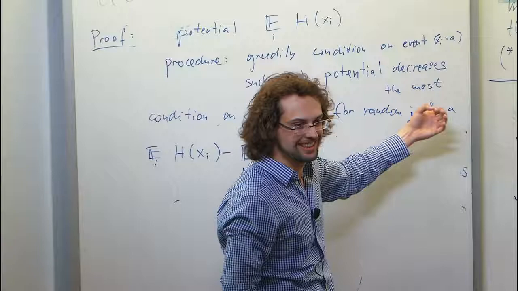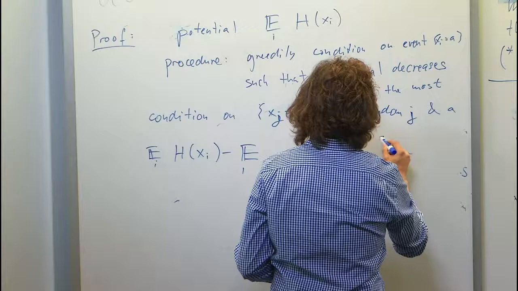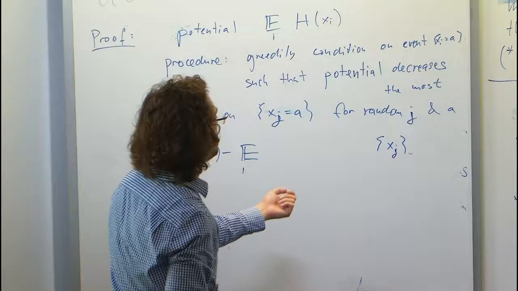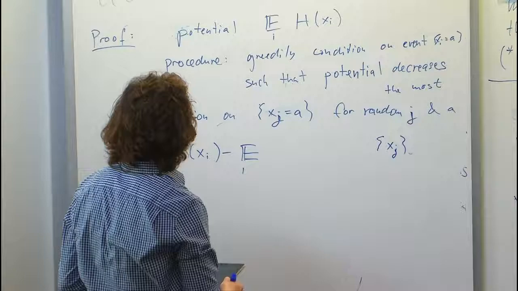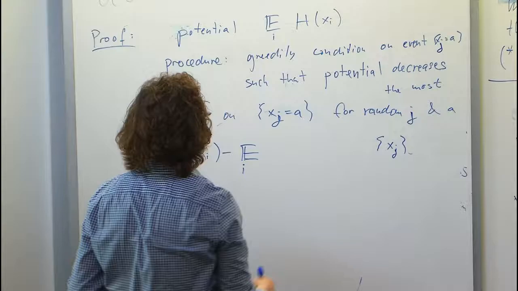Uniform index of a variable. And a random I means from the marginal distribution of the variable x sub I. So we pick an index j uniformly at random, and we pick a from the marginal distribution of the variable xj. You just have two different ways of choosing I and a. One is greedily the potential. I'm using j to condition and I to measure the potential.